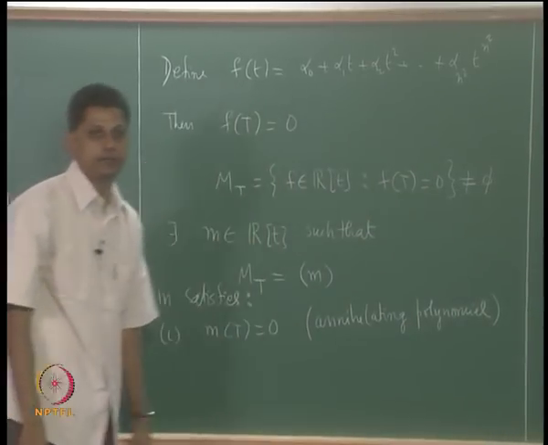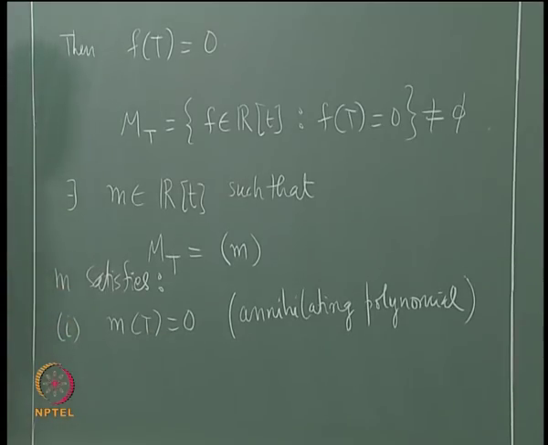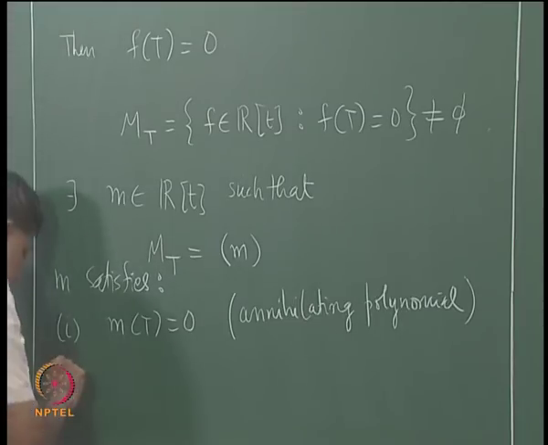It annihilates T, it destroys T, that is, it takes T to 0. This is called an annihilating polynomial. So m of t, any polynomial f that satisfies f of T equal to 0 is called an annihilating polynomial. In particular, m of T must be an annihilating polynomial.